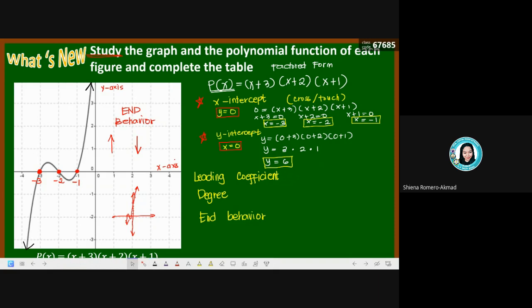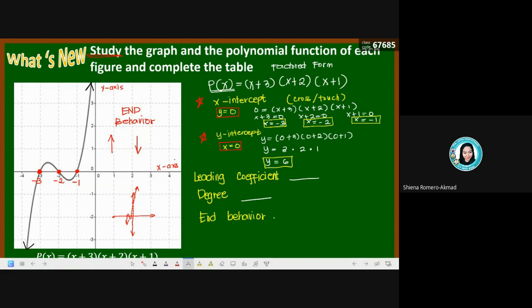Okay? Kung ano yung magiging behavior nung dulo, nung tail. Ang tawag natin doon sa dulo na yon ay yung tail. So let us first identify the leading coefficient. So kailangan ma-identify mo yung leading coefficient and yung degree.